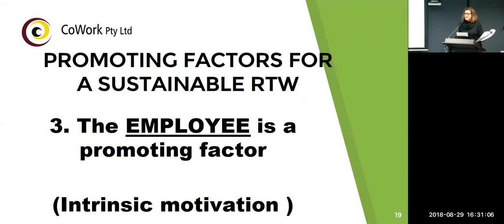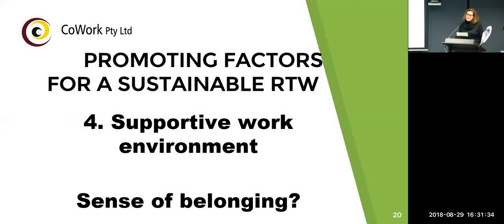So the employee is obviously the most promoting factor of a sustainable return to work. And looking for the evidence of intrinsic motivation, is this a person that is able to drive themselves, motivate themselves? Do they rely on external motivators? If we understand that, it helps give us a foundation on how to relate to the person. A supportive work environment is obviously another promoting factor that is critical to a successful and sustainable return to work. Sense of belonging. If the worker feels that they belong, then that is a really imperative and important part of wanting to go back to work.